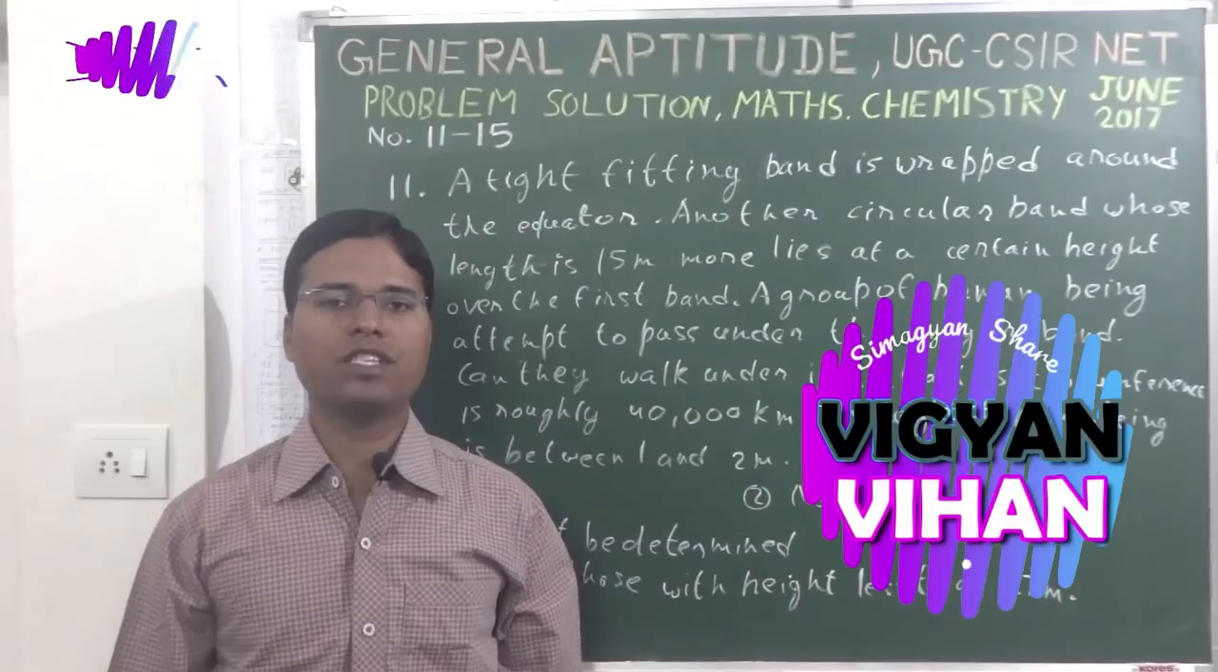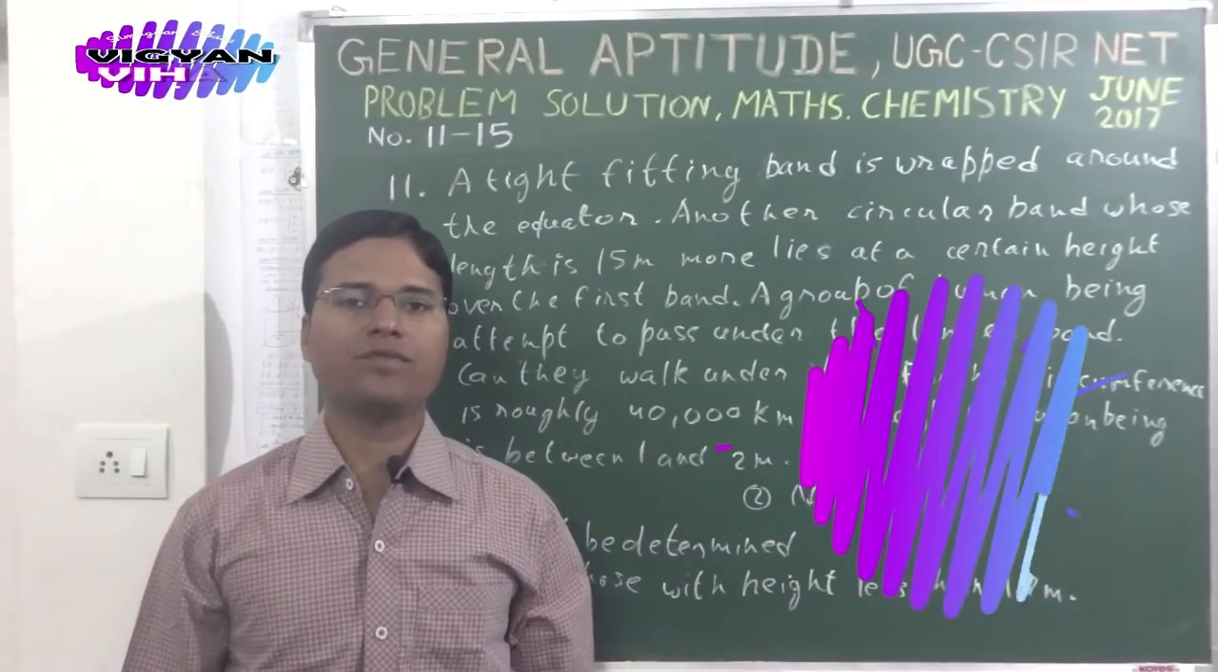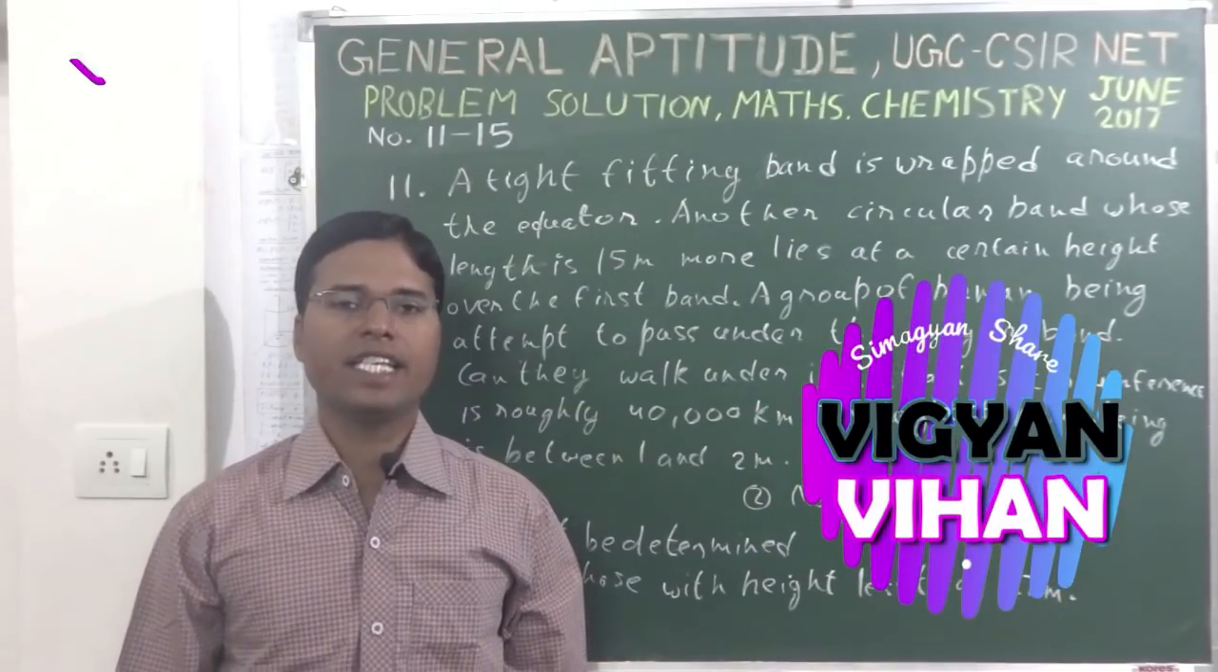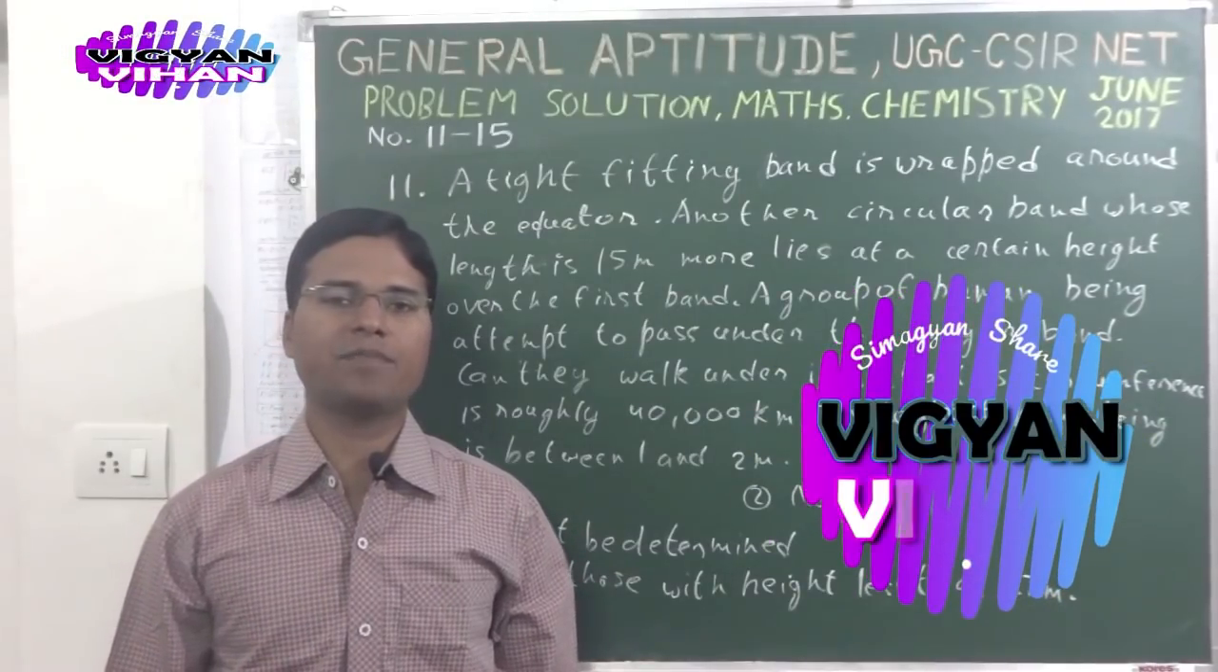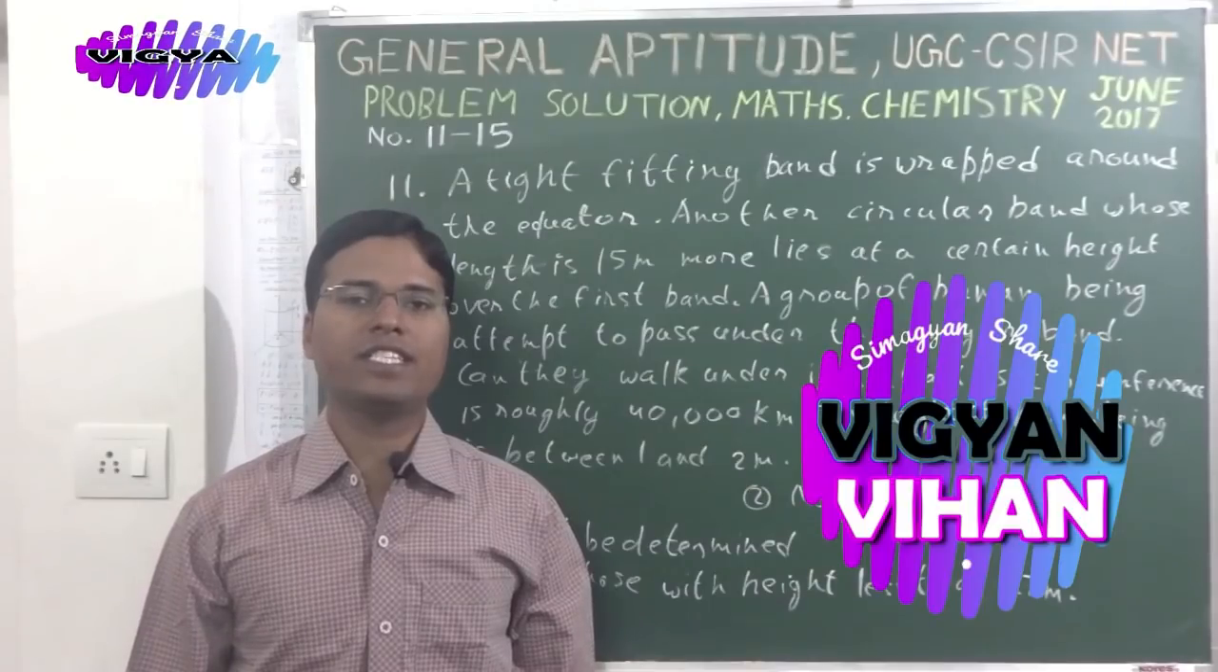This is our problem solution series for General Aptitude Part A of UGC CSIR Net. In this video, we will solve problem number 11 to 15 of Mathematical Sciences paper of June 2017.